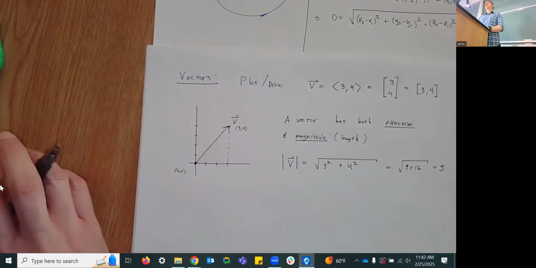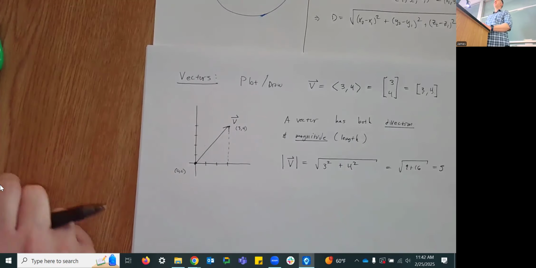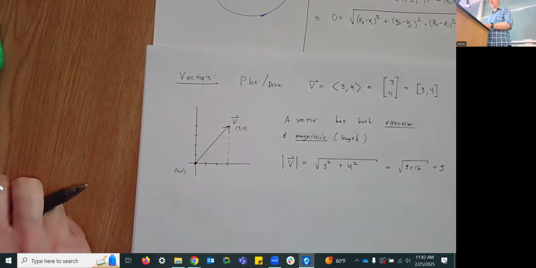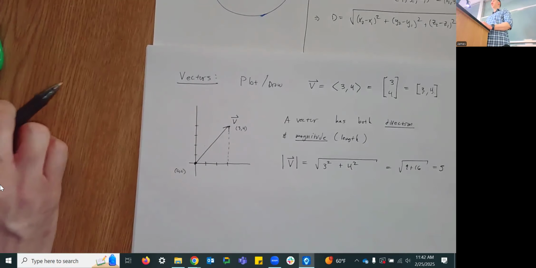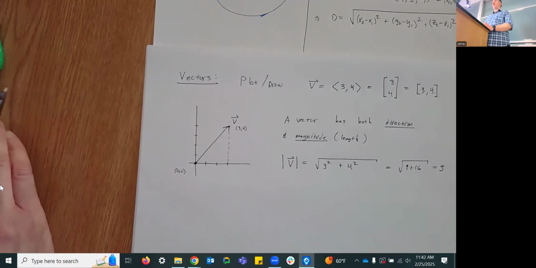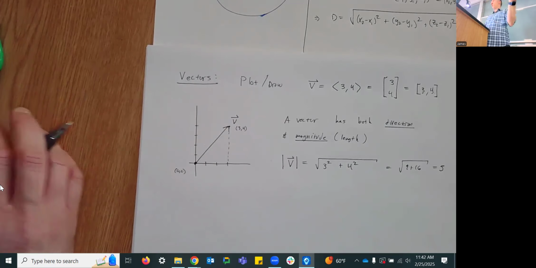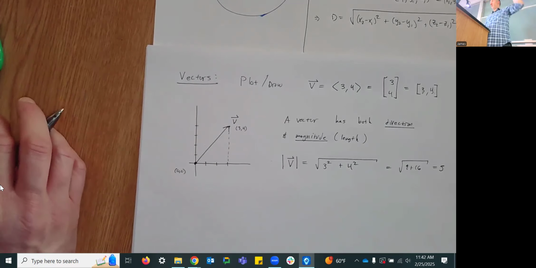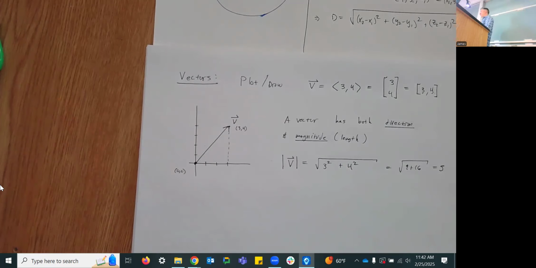And the direction is something we don't often talk a whole lot about. Or if we do, we kind of say the direction is the vector (3, 4), like you're going over 3 and up 4. That is the nicest way of describing the direction, really.